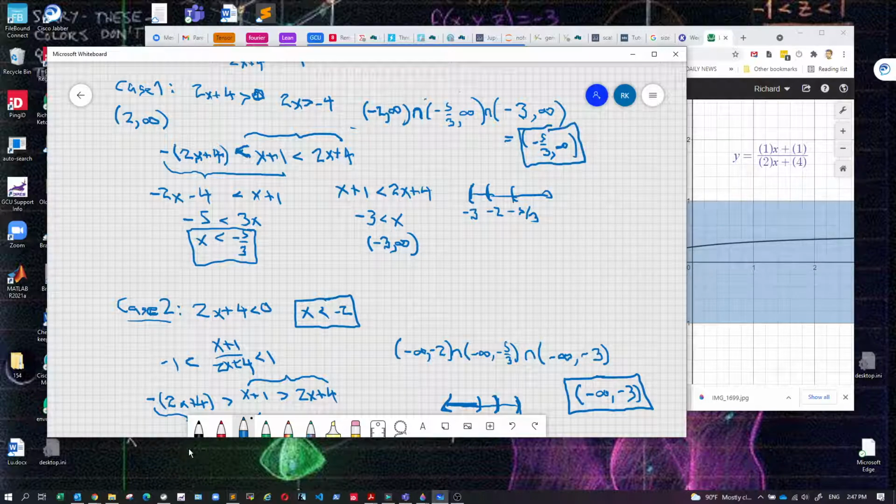Okay, and now either one of these cases can happen. This is an or. Either this happens or that happens. So an or is a union. So my final answer then is minus infinity to minus 3 union minus 5/3 to infinity. So that's what we get. And now that number I couldn't quite figure out over here is probably minus 5/3.